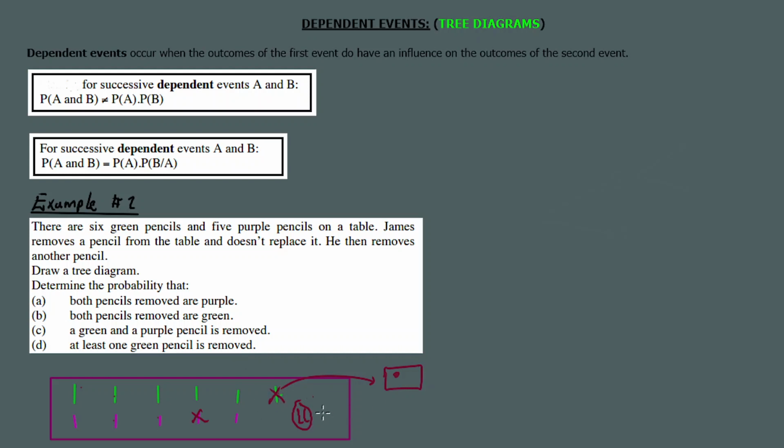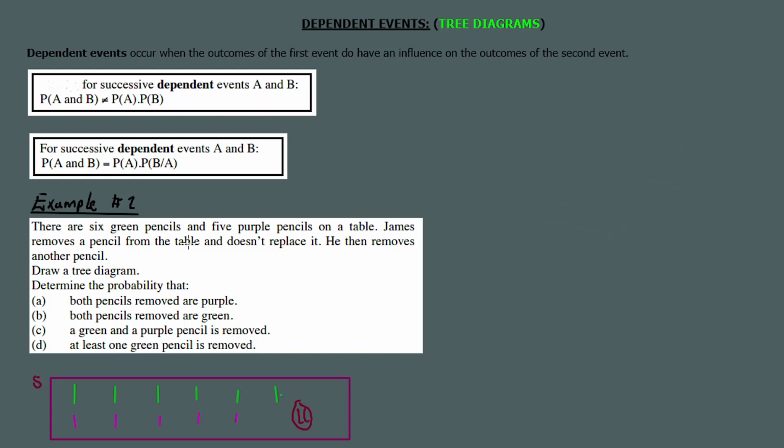So the more he takes pencils from the table, the number decreases. For the first row we see 10. For the second row we see 9. So each time I remove a pencil from the table, the sample space, this is the sample space, decreases. The total number of pencils within the sample space is 11, but the more I remove a pencil, the sample space decreases. I think it's best to look at it like that.